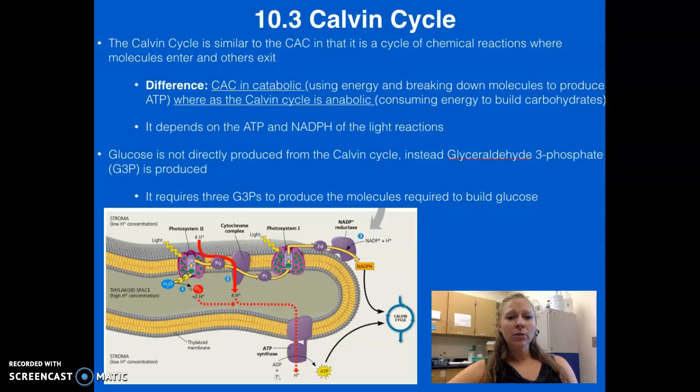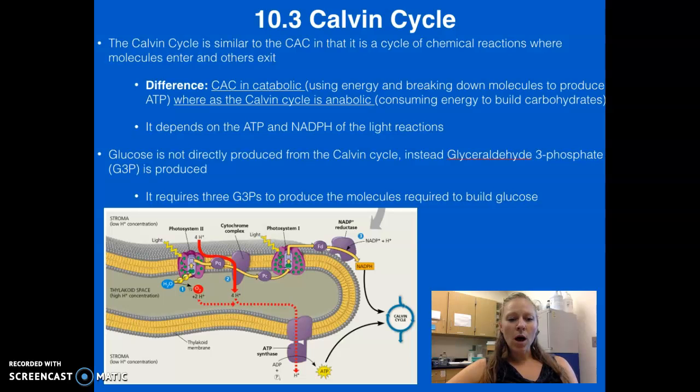And so the difference here is that the citric acid cycle was catabolic. It was breaking down molecules to produce ATP. And here, this is anabolic. We are consuming energy to build up molecules or build up carbohydrates. And so it uses the ATP and the NADPH of the light reactions.